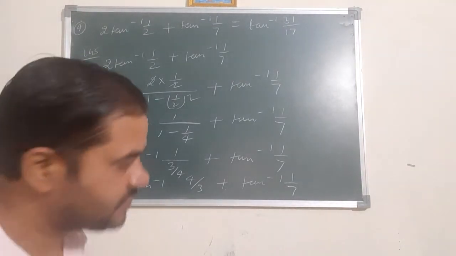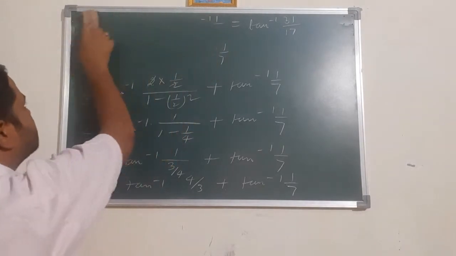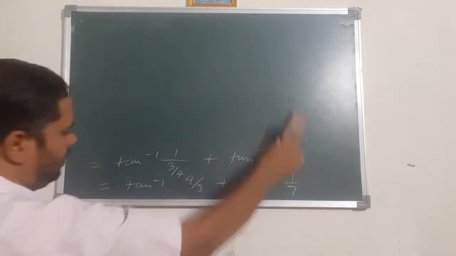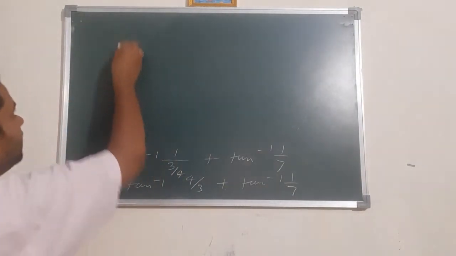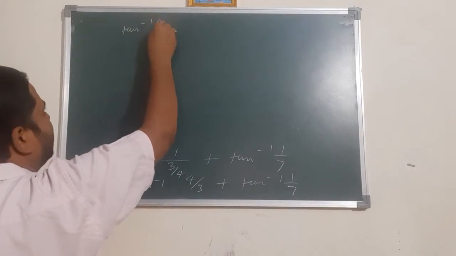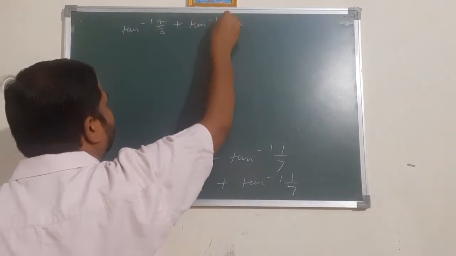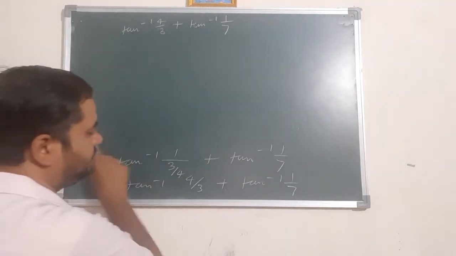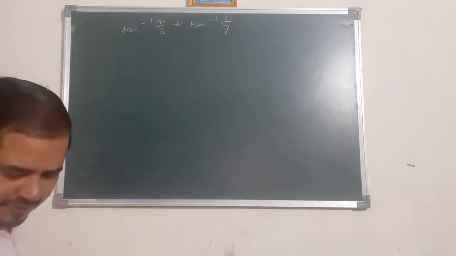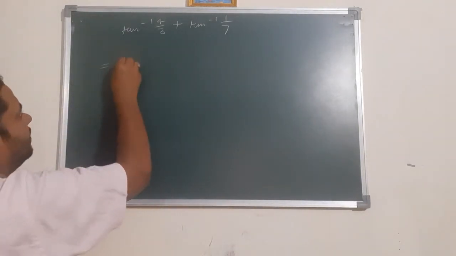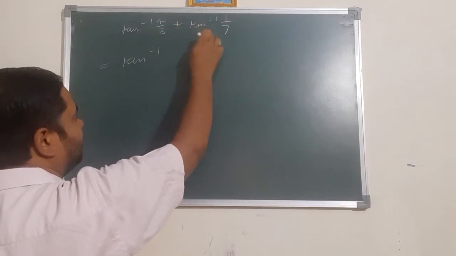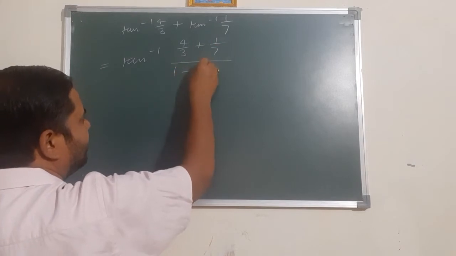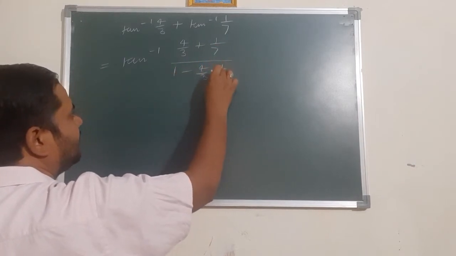Okay, you may have completed this one. Now I'm just going to erase this one and see tan inverse of 4 by 3 plus tan inverse of 1 by 7. Okay, so we just use the formula: tan inverse x plus tan inverse y equals tan inverse of x plus y upon 1 minus xy.